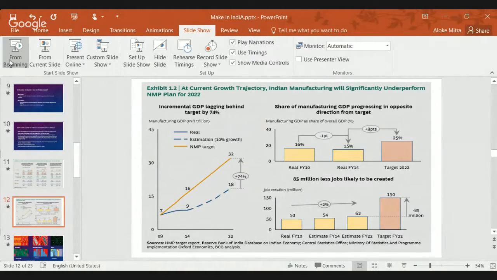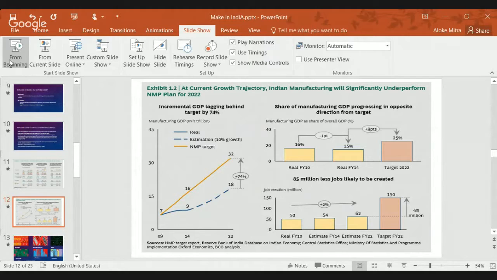Now, share of manufacturing GDP as a share of overall GDP, we need to increase, according to the National Manufacturing Policy, to 25% of GDP by the target year 2022. We are currently at 15% of GDP. That's a roughly increase of 9 percentage points in the next 6 or 7 years, or 8 years, sorry. So that's a huge amount of work that needs to be got done.